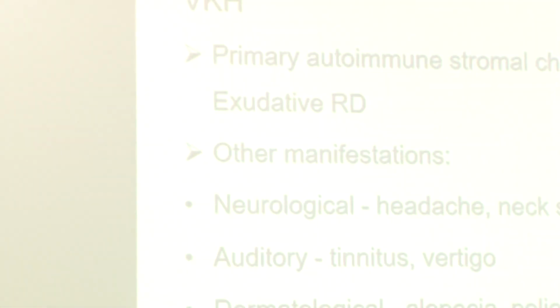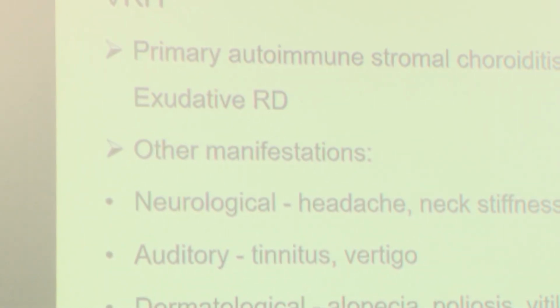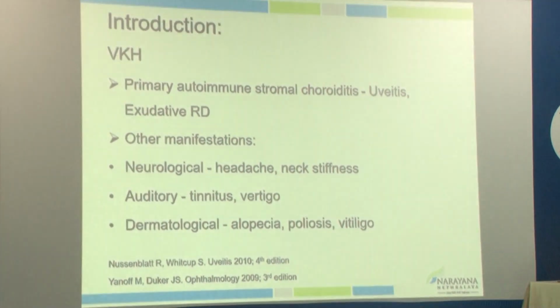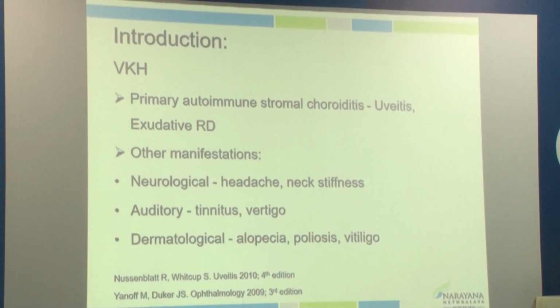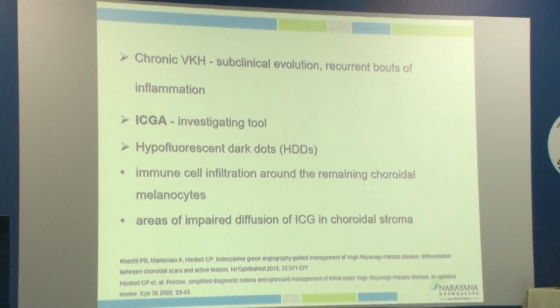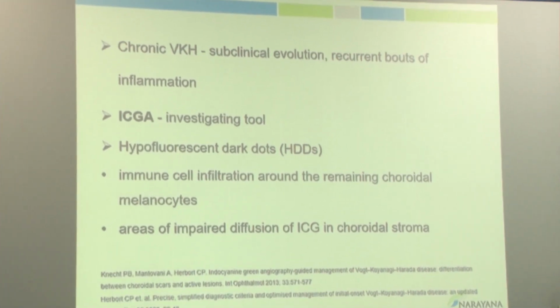VKH is a primary autoimmune stromal choroiditis in which uveitis and exudative RD can be seen. Along with that, other manifestations are there: neurological, auditory, or dermatological manifestations. Chronic VKH is a subclinical evolution, with recurrent bouts of inflammation.